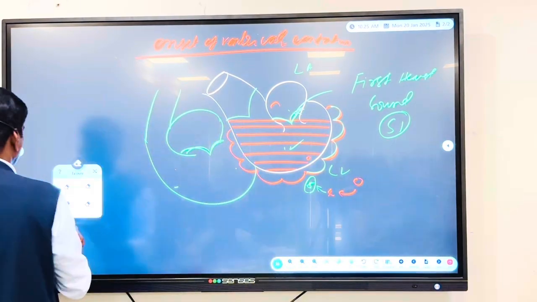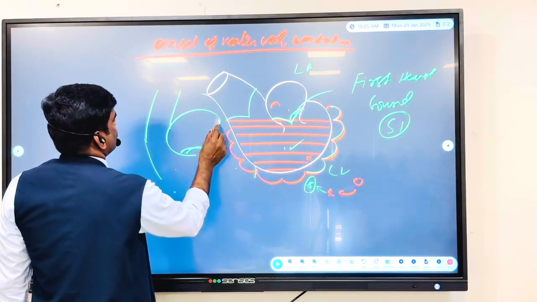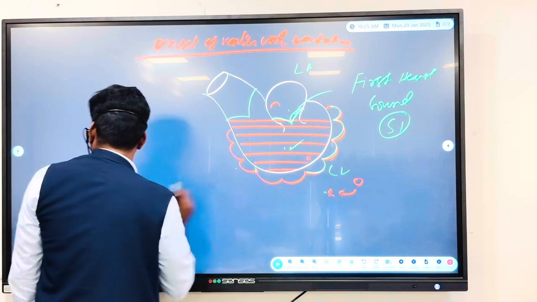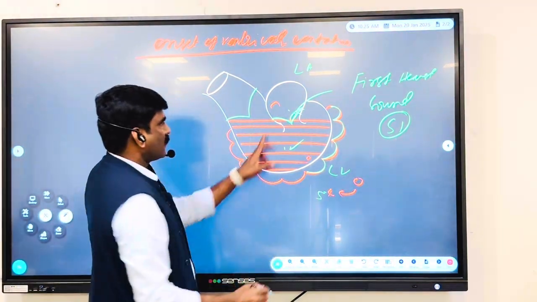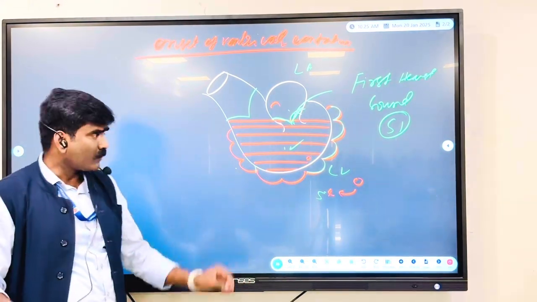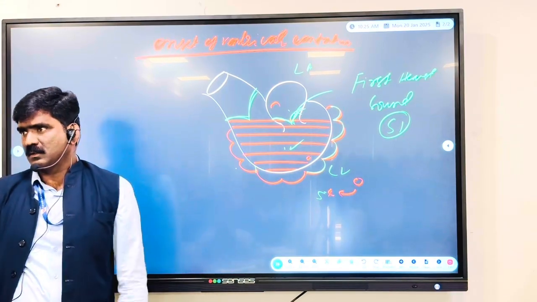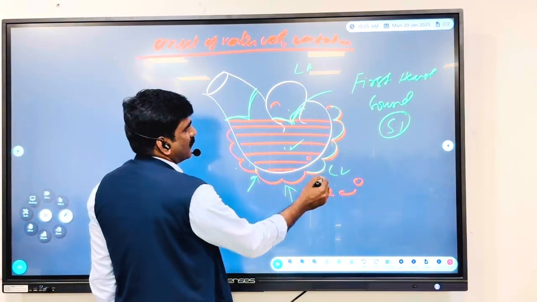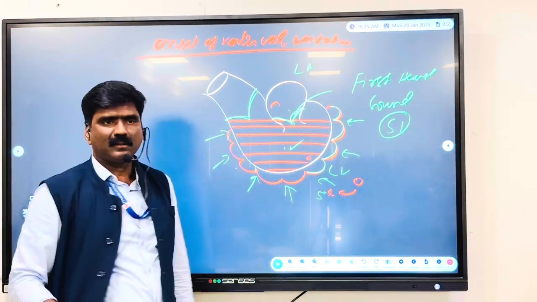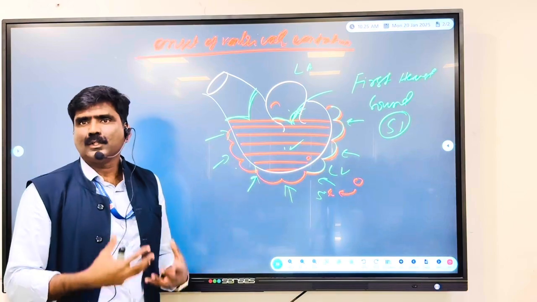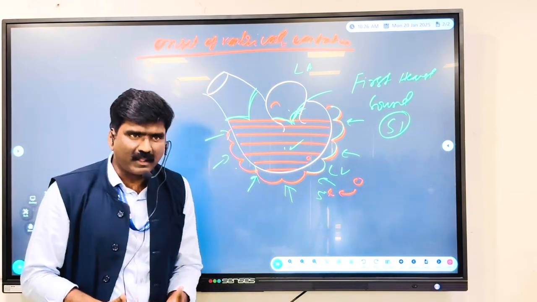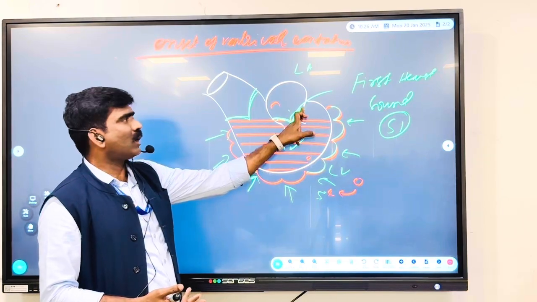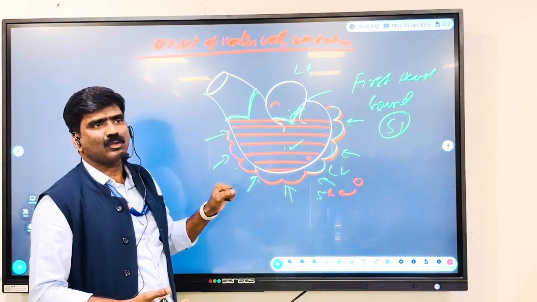So now, when the pressure is increased to 5, the valve closes and this valve is still closed. Here it is just now closed. And further the ventricles are contracting. So now the ventricle is contracting as a closed chamber, right? Why? Because the input valve is closed and the output valve is also closed.